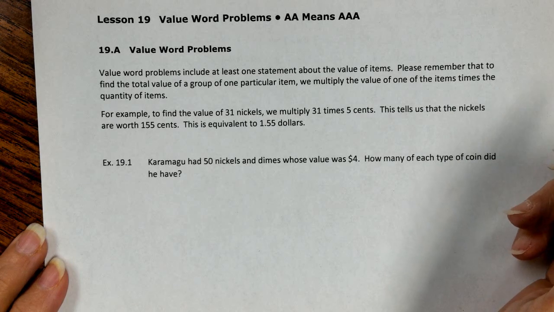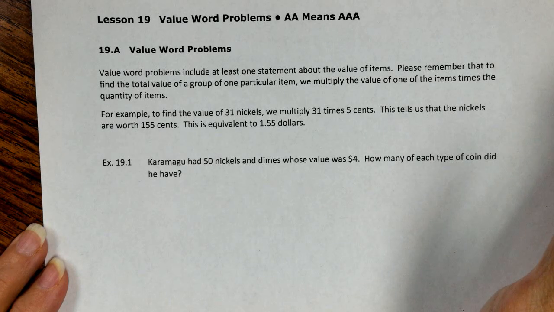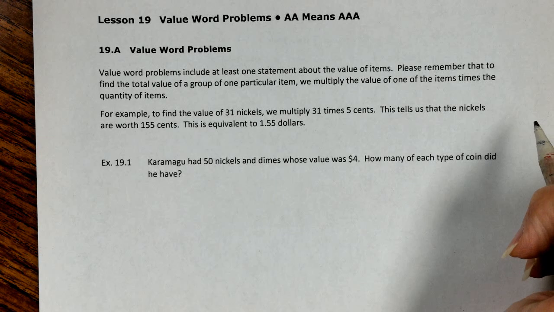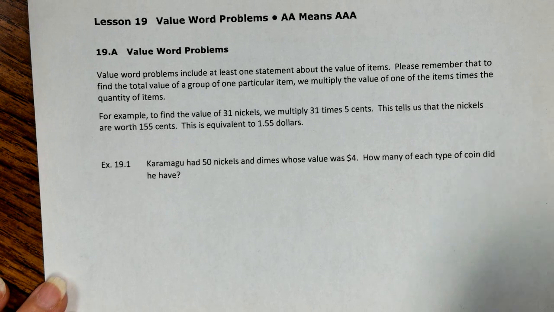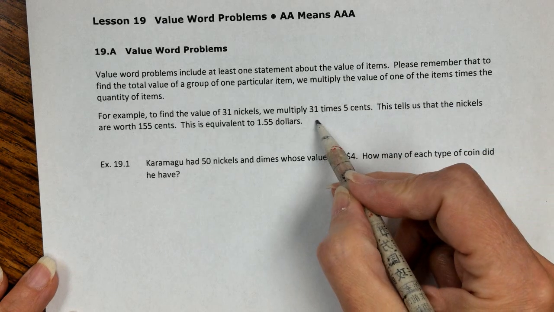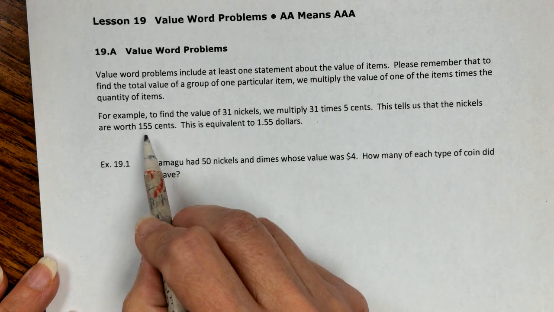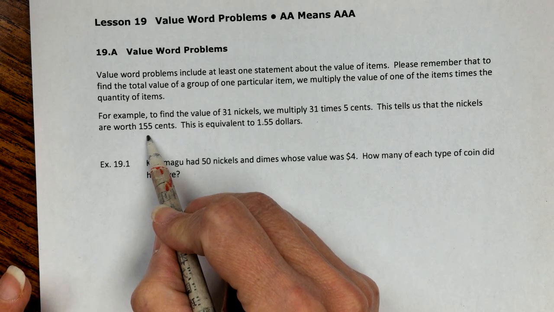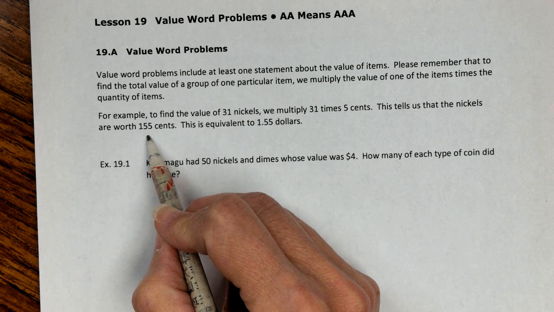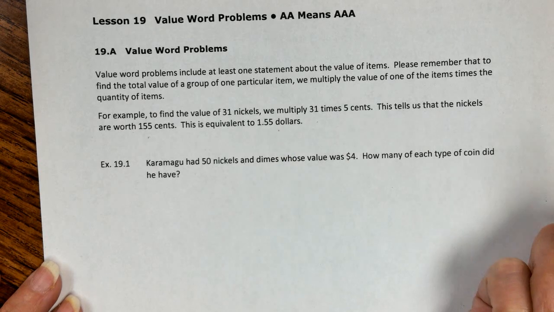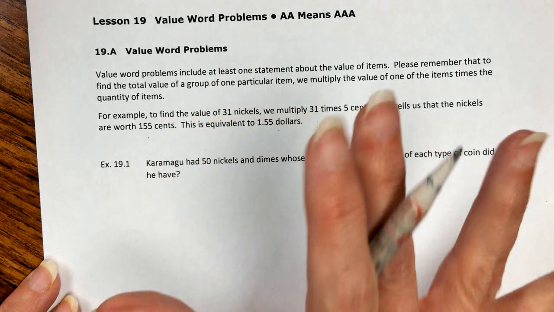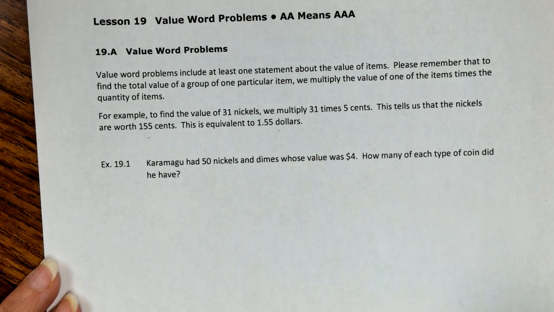Please remember that to find the total value of a group of one particular item, we multiply the value of one of those items by the quantity of the item, so like how many there are. For example, to find the value of 31 nickels, we know that nickels are 5 cents each. So you take 5 times 31. When you do that, you get 155, and that tells you the number of cents. And if you need to know dollars, then you would divide by 100 because there are 100 cents in $1. So that'd be that. And I wrote it without a dollar symbol just to be consistent. But so we're going to do that sort of thing to solve these problems.